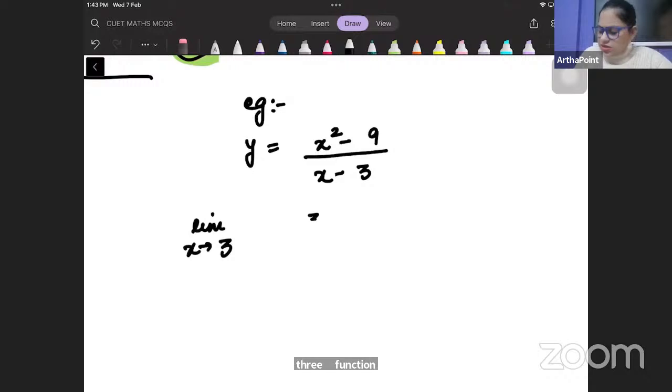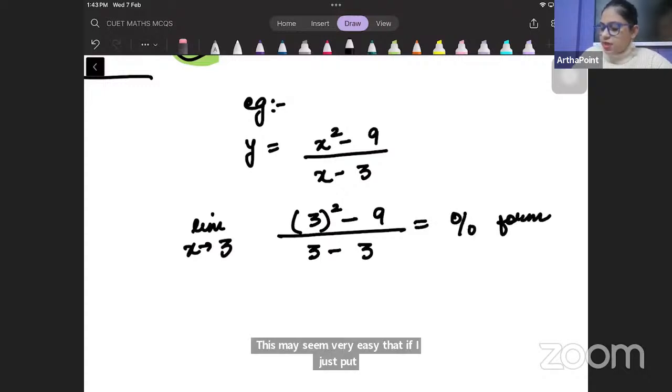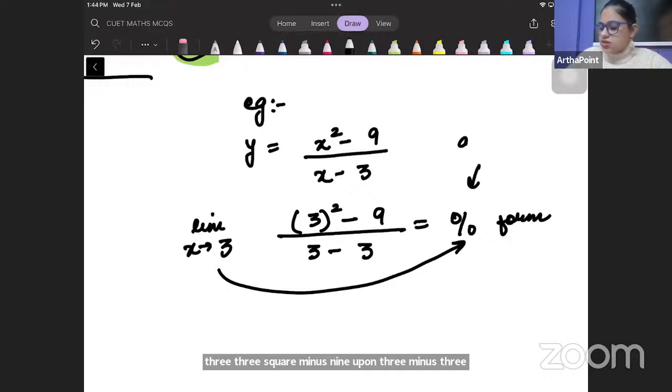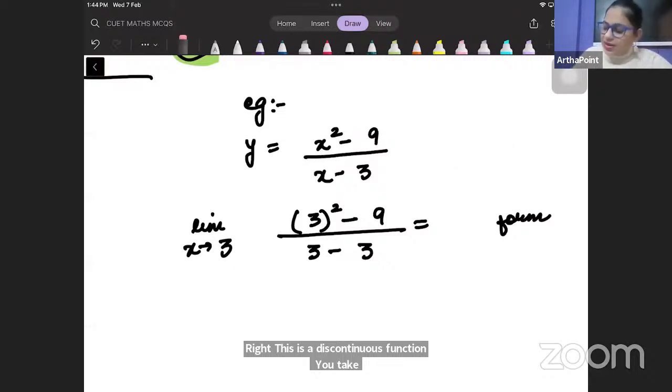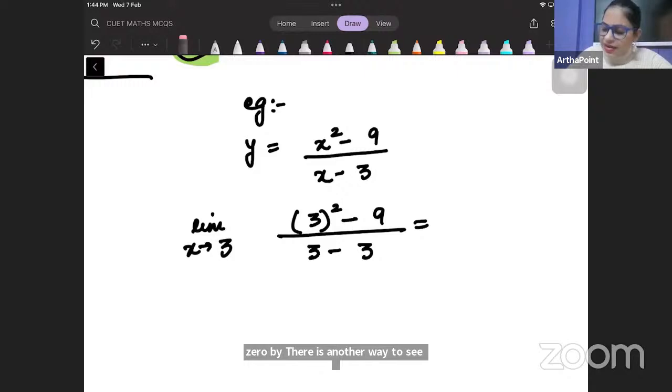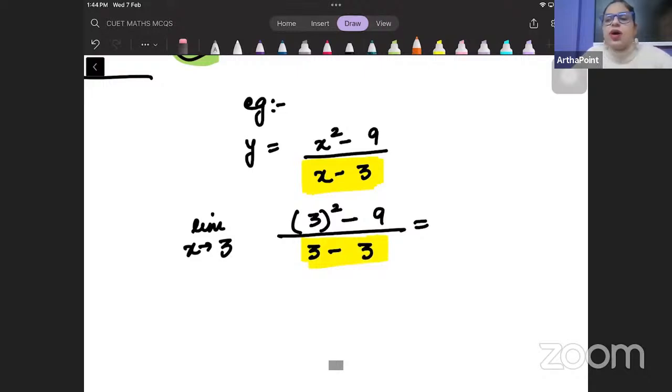This may seem very easy that if I just put 3 square minus 9 upon 3 minus 3, this is giving me 0 by 0 form. And therefore you may think ki, okay, this is a discontinuous function, right? This is a discontinuous function क्योंकि एक 0 by 0 form आ रहा है. There is another way to see this thing. It may clearly seem to you that the denominator, when you put x equal to 3, जब हम यहाँ पे 3 डालते हैं, the denominator gives me 0, right? And अगर denominator में ही 0 आ रहा है, it means that I am not able to define my limit at that point.